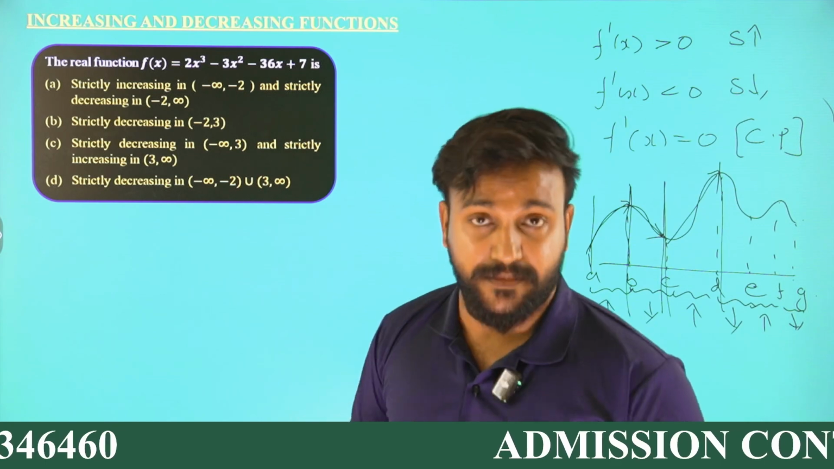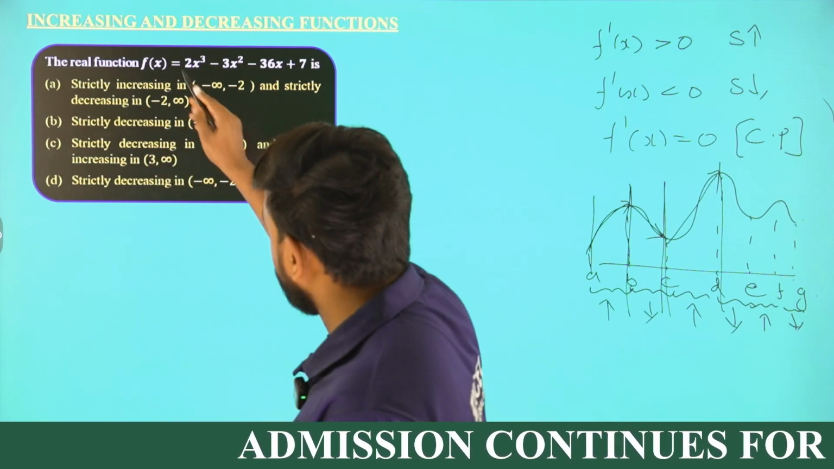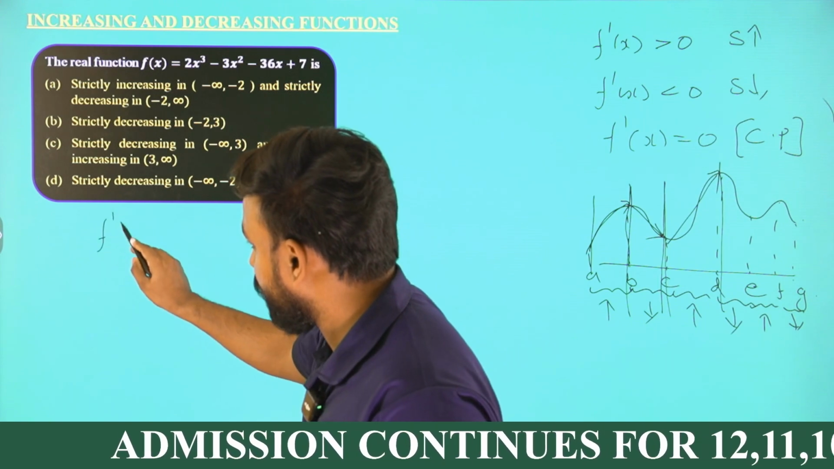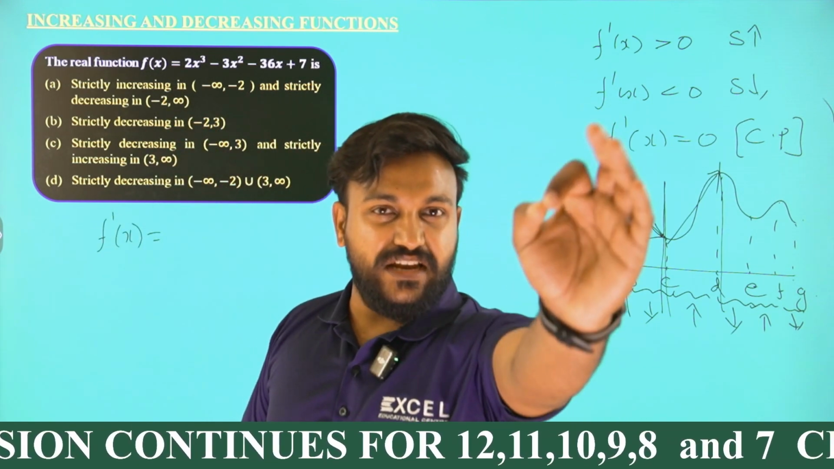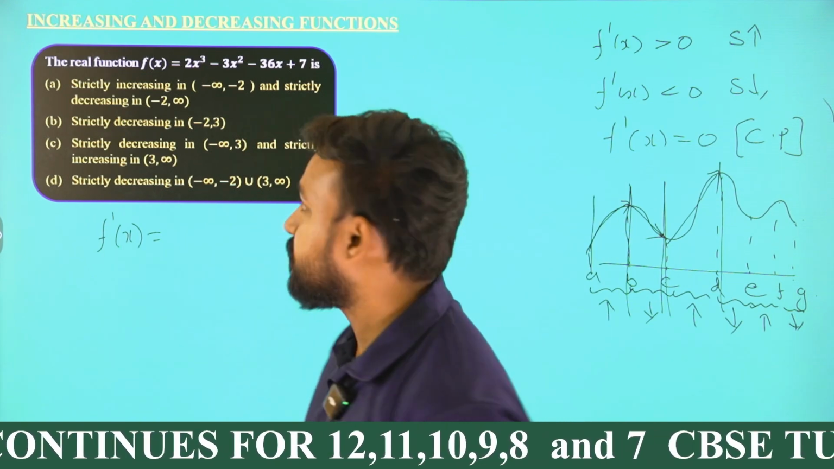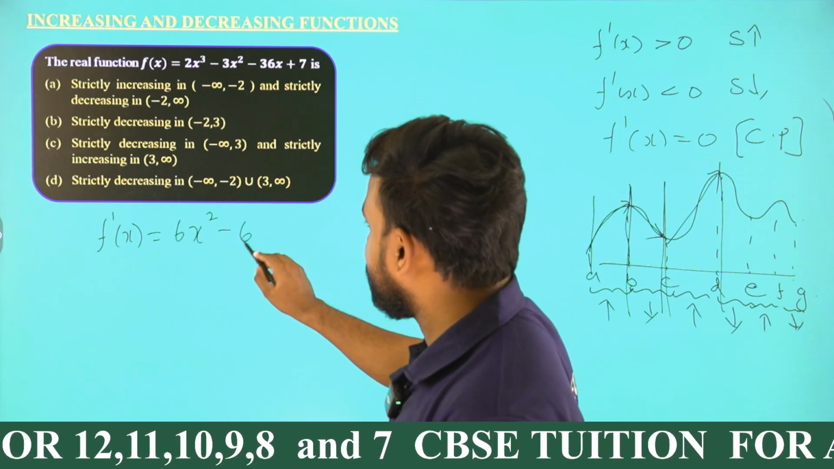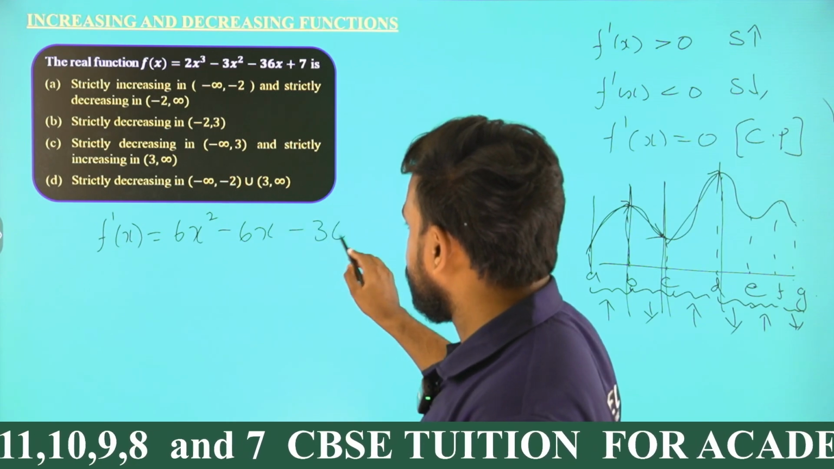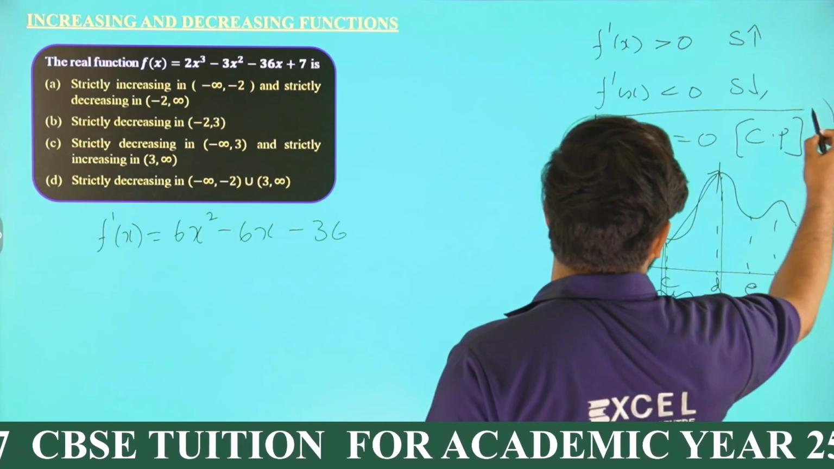But it's very easy if you know differentiation. Ready? So let's do it. First of all, we need to differentiate, to get f dash of x. If you want these intervals, you have to differentiate first. The first step is to differentiate it. When you differentiate, what will you get? 6x square minus 6x minus 36. And the next part is we need to find the critical points.